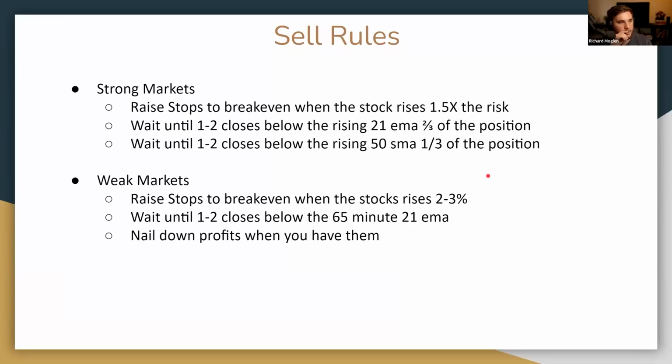So here are some suggested sell rules that you can adapt to your own style. In strong markets, you can raise your stop losses to break even once the stock rises 1.5 times your initial stop loss. You can also wait until that 21 EMA catches up to your cost basis. That's another way to do it. Then you want to eventually sell when there's one to two closes below that 21 EMA. You can sell 2/3 of your position, and then you can wait to sell that remainder 1/3 when it closes below the rising 50 SMA.